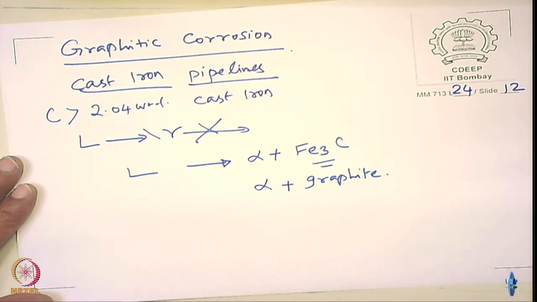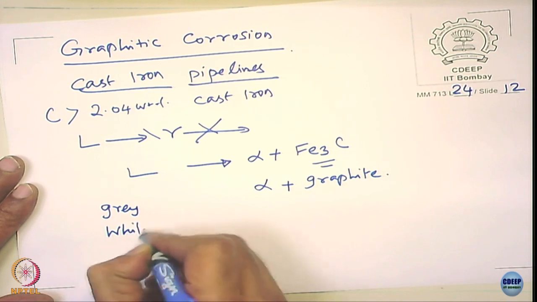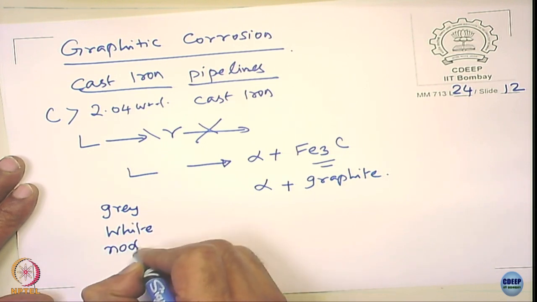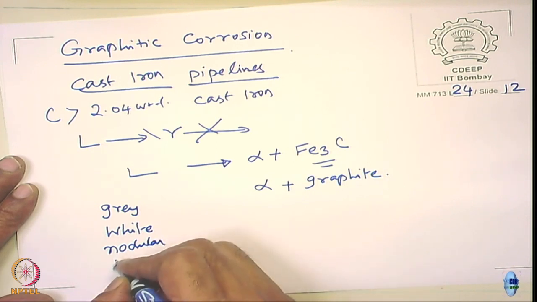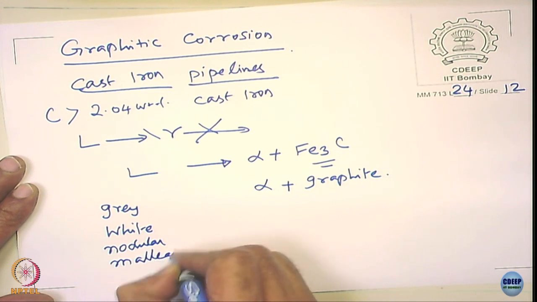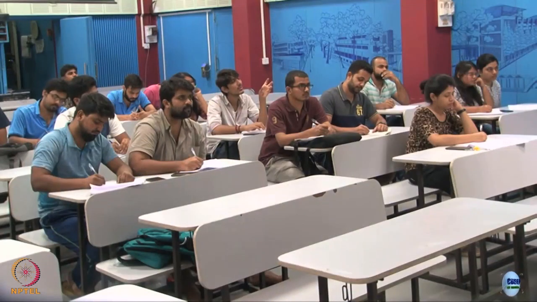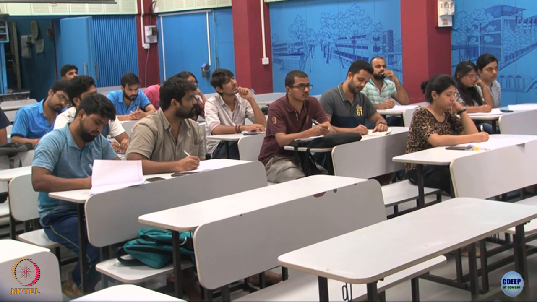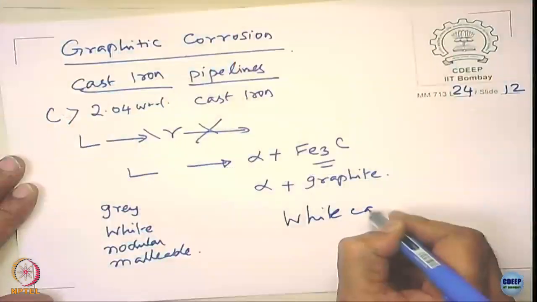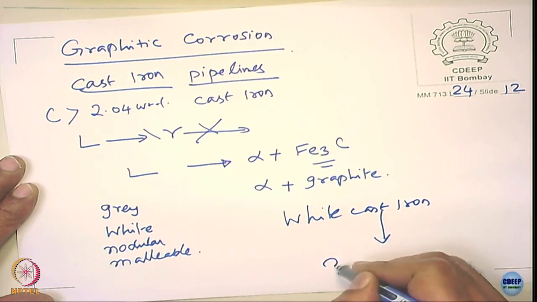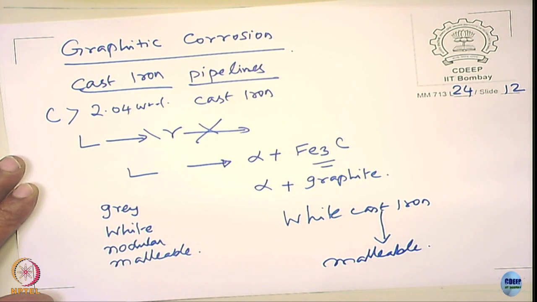Now, of course, there are different types of cast irons, which are very famous: gray cast iron, white cast iron, nodular cast iron, and one more, malleable cast iron. What is the difference between a malleable cast iron and a nodular cast iron? Iron is converted to malleable cast iron by a heat treatment process, whereas the nodular cast iron goes directly from the liquid, and you get the graphite there.